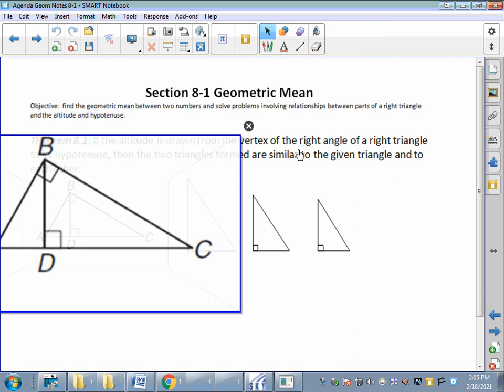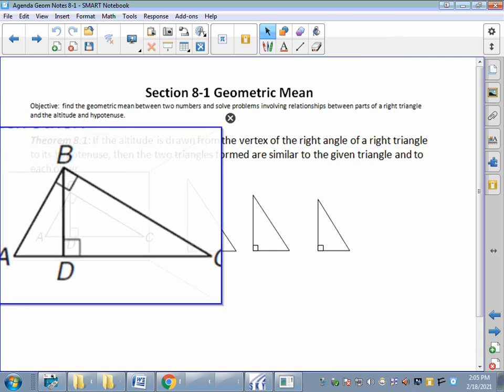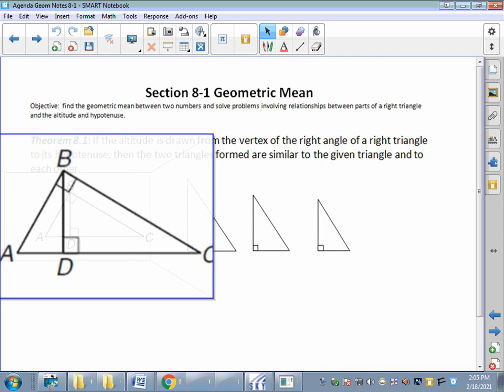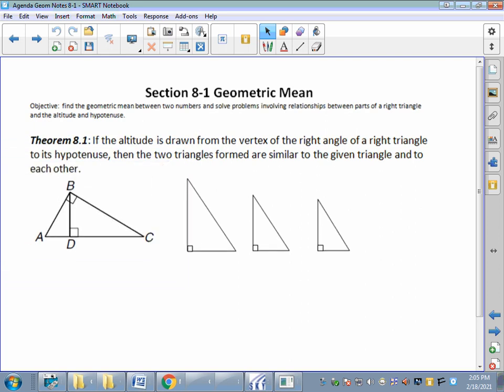In this diagram, it's triangle ABC. Do you see large triangle ABC? Do you see the small triangle to the left, ADB? And do you see then the medium-sized triangle BDC? We actually have three triangles there. So if an altitude is drawn, remember an altitude goes from the vertex down and forms a right angle, so from vertex B down and forms a right angle at D.